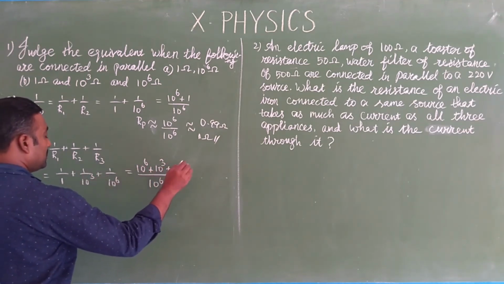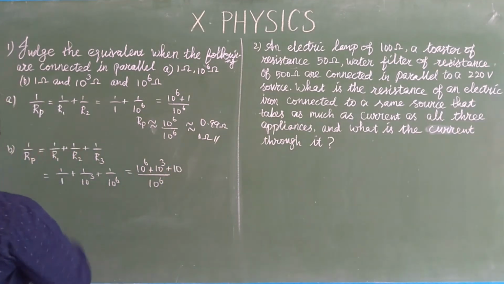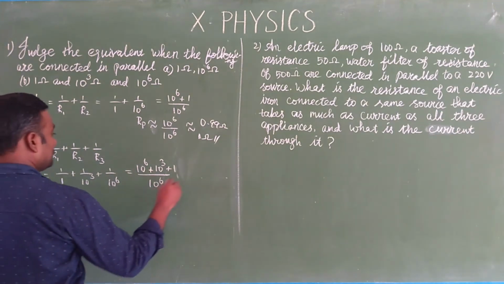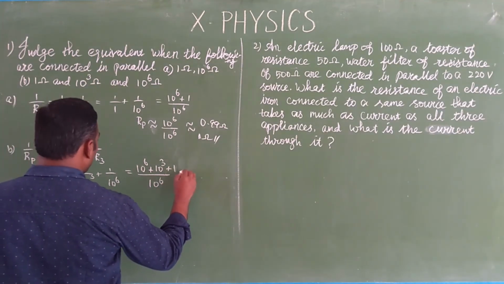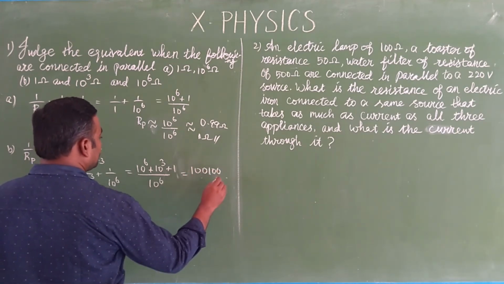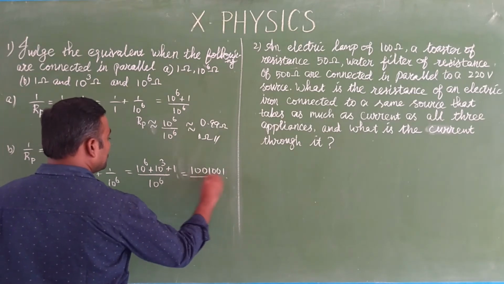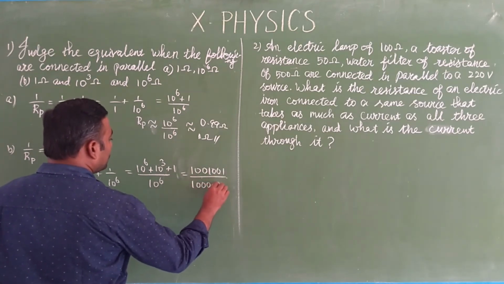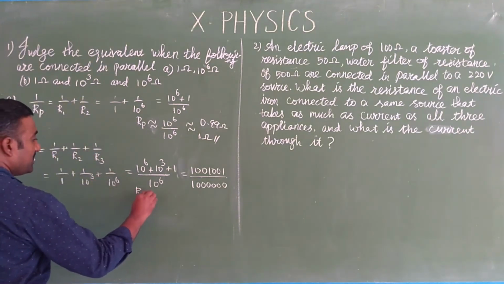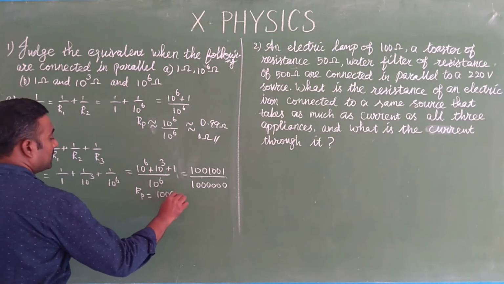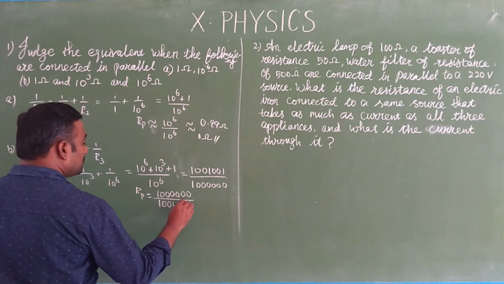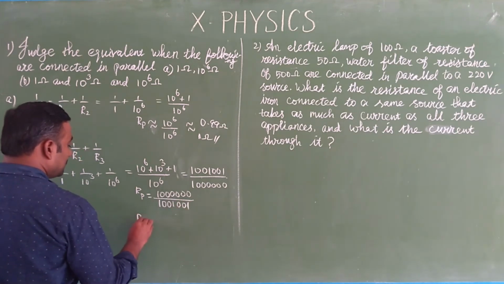Here 10 to the power 6, here 10 to the power 3, here 1, not 10 to the power 1, it's a 1. Okay. Then after adding all these values, we have 10 lakh 1001 divided by 10 lakh. So taking the reciprocal, Rp is equal to 10 lakhs divided by 10 lakh 1001.